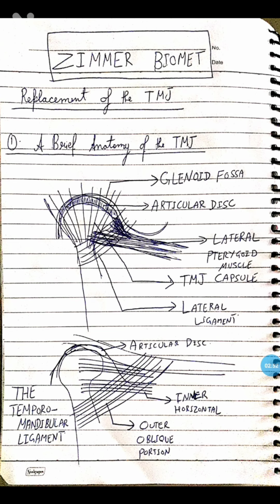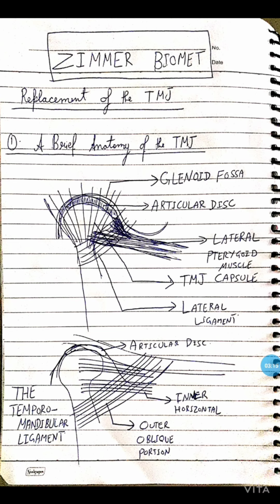Now, what exactly is the temporomandibular ligament? There are three ligaments right here. One is the temporomandibular joint capsule, which is again in itself a ligament. You have the lateral ligament, and then you have the temporomandibular ligament. The temporomandibular ligament consists of an outer oblique portion and an inner horizontal portion.